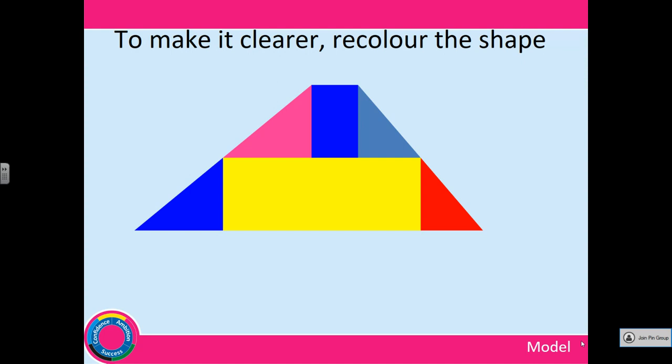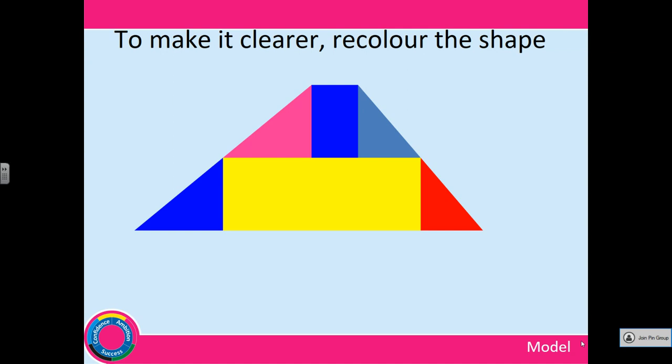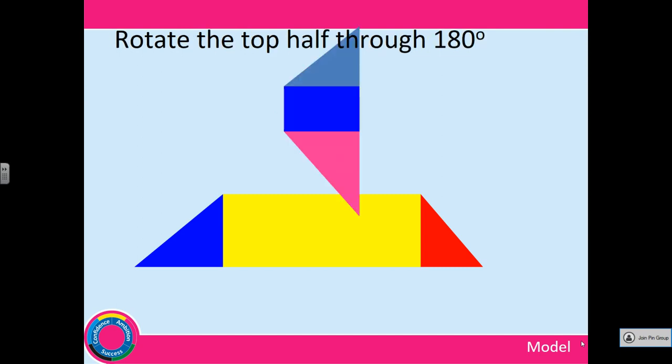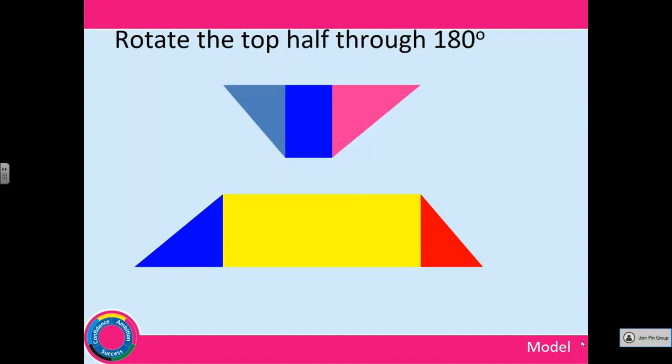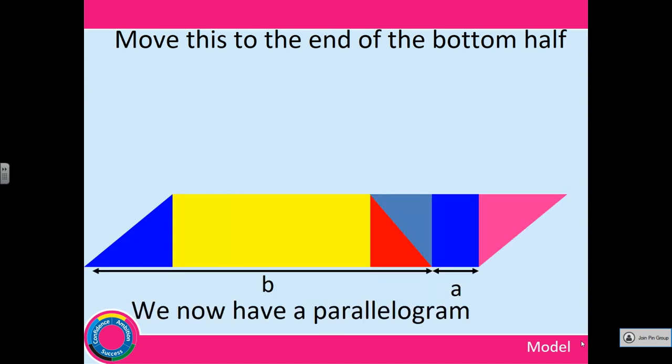Okay, so let's assign some colors and split up the same, as you can see, that's exactly the same trapezium. I've just split it up into different shapes. And I want you to consider that top bit to be half of the height and the bottom bit to be half of the height. All right, so now I've cut it in half vertically. Okay, and now we're rotating this 180 degrees. What I'm going to do is take that and place it there.